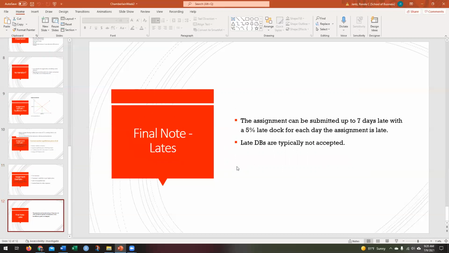Once again, if you cannot get this assignment done, get the discussion board done on time. I can't accept those late. You can do the assignment, this presentation for this week late, up to 7 days, 5% late dock each day. If you want to send me your assignment over, that would be great. I can take a look at it. But I hope this example helped to kind of clarify what I'm looking for here.